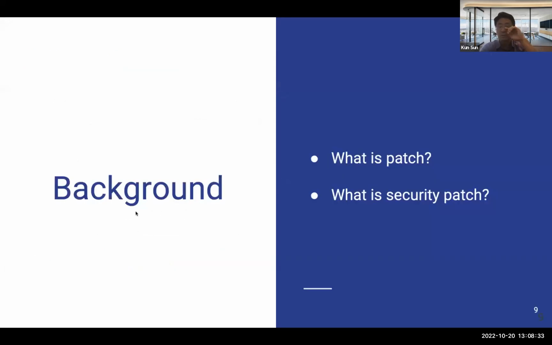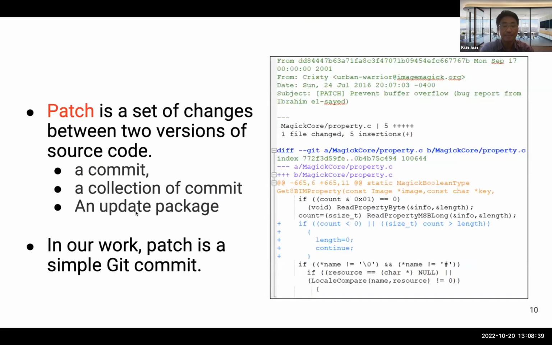So now some background. What is a patch? What is a security patch? What does it look like? What's the definition? In general, a patch is a set of changes between two versions of source code. It could be one simple commit, like this figure shows, or a collection of multiple commits, or it could be just an update package. We can also call this a patch.